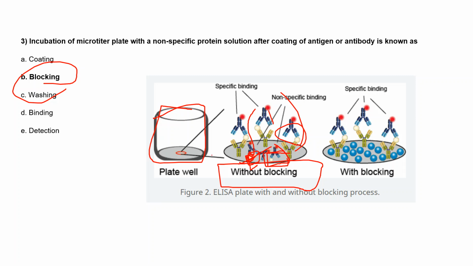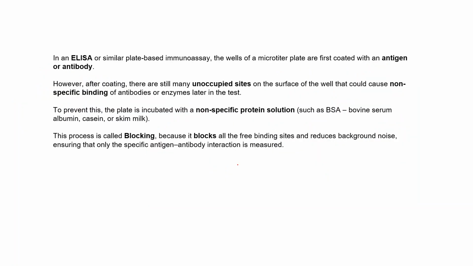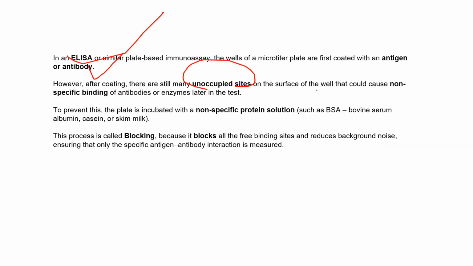So what we do is we have to do this blocking step so that it removes this non-specific binding, and only the specific antibody will bind to the particular type of antigen, right? So this is the main purpose of blocking. But what is blocking? In ELISA, the wells are first coated with antigen or antibody. After that, some sites are unoccupied. Here we can see that some sites are empty, unoccupied, and the surface of the well can cause this non-specific binding, right?